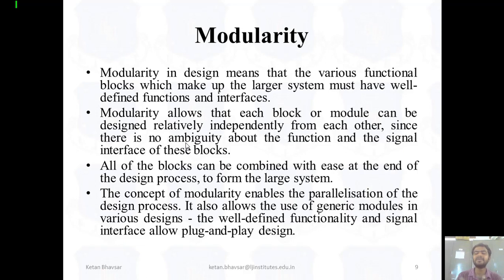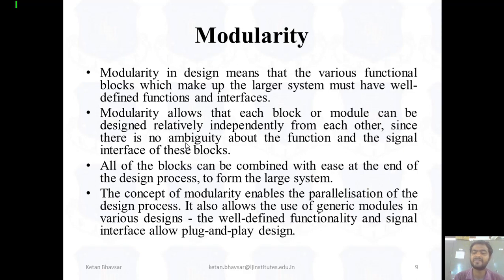The concept of modularity enables the parallelization of the design process. So what exactly does parallelization mean? It reduces your time complexity or increases your performance speed as compared to serial processing. It also allows the use of generic modules in various designs.